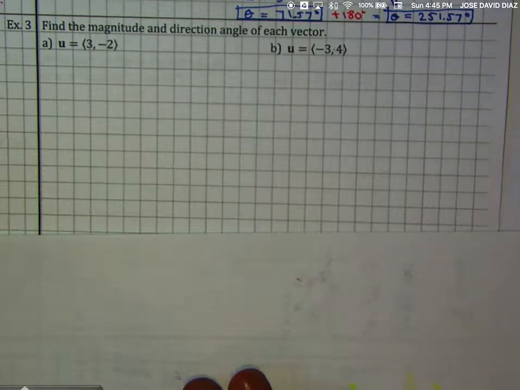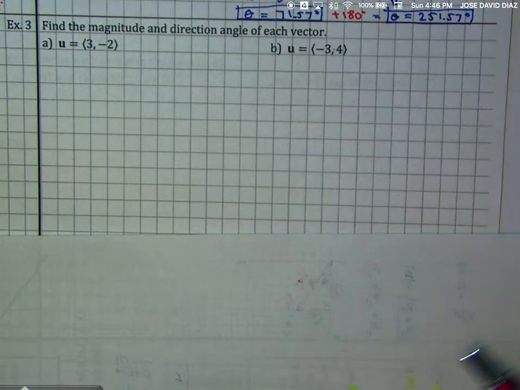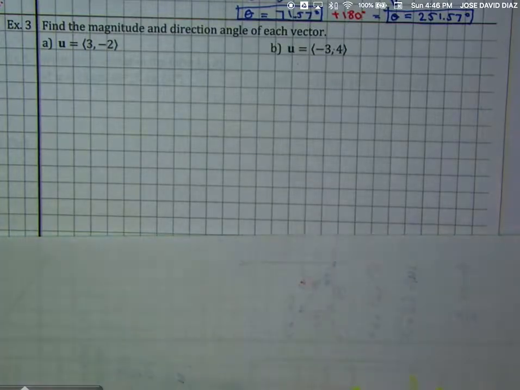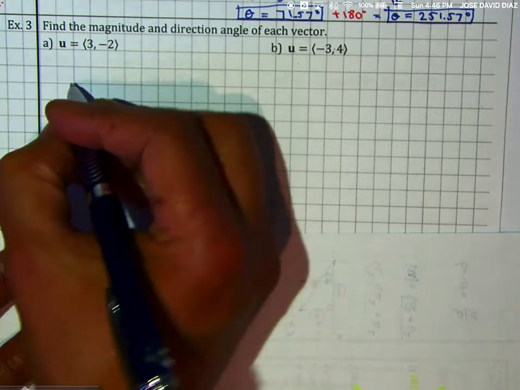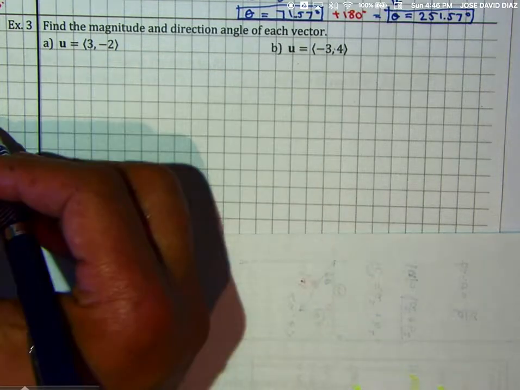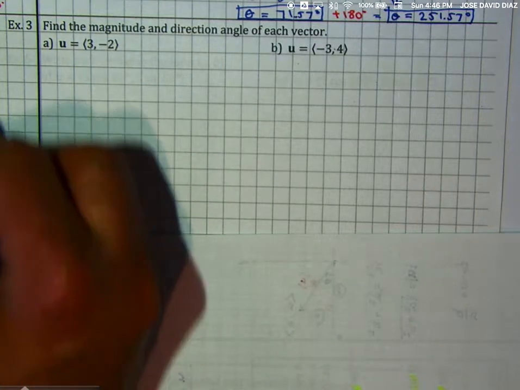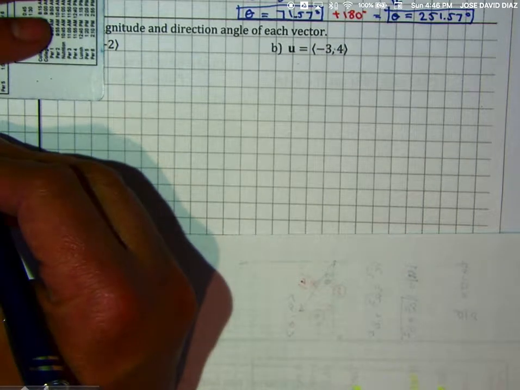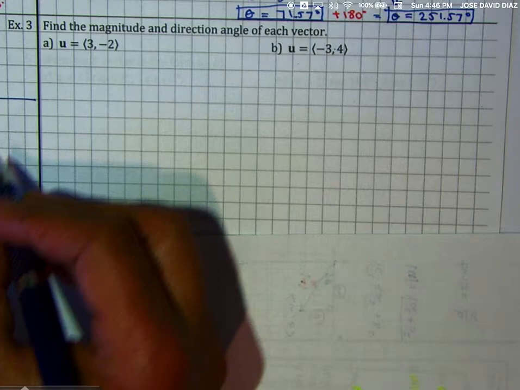In this case, we need to find two things, the magnitude and the direction. And we have 3, negative 2. I'm going to do a very quick sketch on the left-hand side, so that I can see what I'm actually looking for. 3, negative 2 is over here.